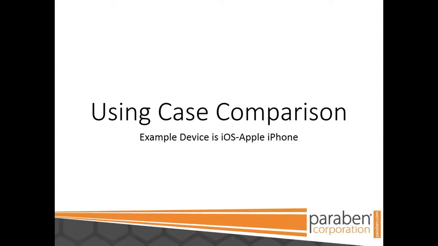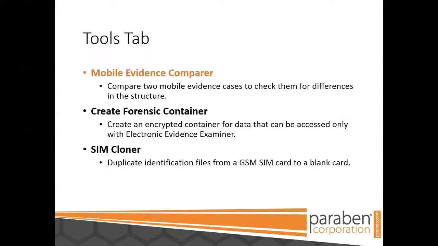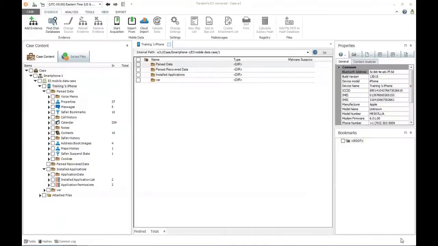So now we're going to go through it. We're going to actually use the case comparison function. The example I'm going to use is with an iOS device, or an Apple iPhone. To get started, we're going to go under the Tools tab, and you will find Mobile Evidence Compare as the function you're looking for. This is where you can compare two existing mobile evidence cases and check them for differences. This is our acquisition format, so it's the .ds file that will be used in the comparison. Now that we know where we're going to go, let's actually go into the tool and start working.